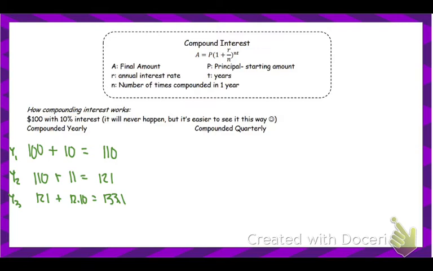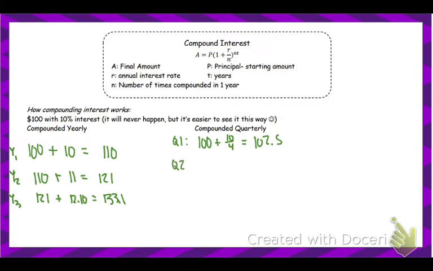So now let's look at what happens if that interest was compounded quarterly, so every 3 months. So let's look at the first quarter. So we're still going to take that $100. You're still going to get 10% interest, which is $10. But it's not the end of the year yet, so you're only going to get a fourth of that interest, which in this case is going to be $2.50. So at the end of the first quarter, you have $102.50.